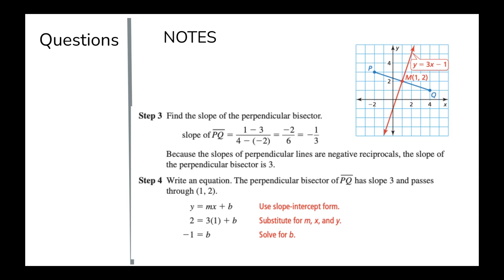To finally finish, you need to write the equation of the red line, which means you just replace the slope and now your new y-intercept, which is the b. So the equation of the perpendicular bisector is y equals 3x minus 1.